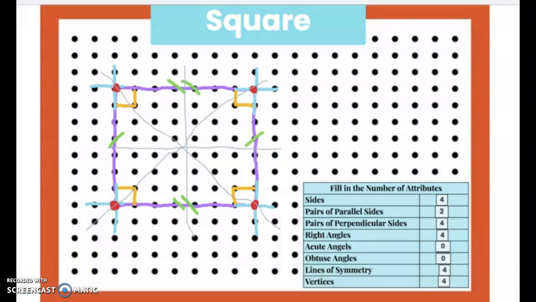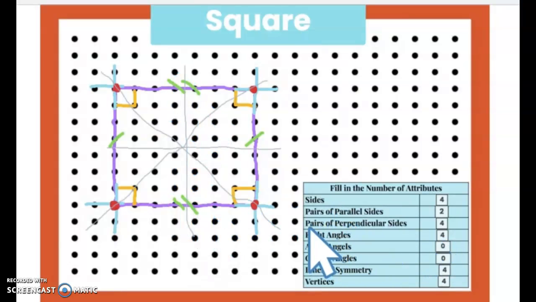to a square. A square has 4 sides. 1, 2, 3, 4. A square has 2 pairs of parallel sides. I labeled those pair 1 and pair 2.